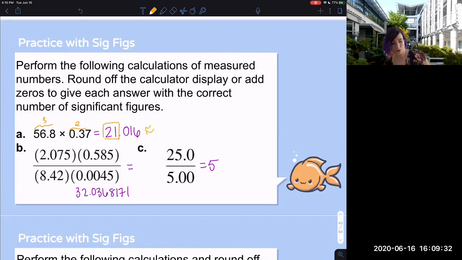So let me do my little box for rounding. So that's going to equal approximately 21 because there's a 0 on the outside of that box. Ignore that 1 6 down there. We only look at the one number to the right of the last place of significance. So let's look at B.